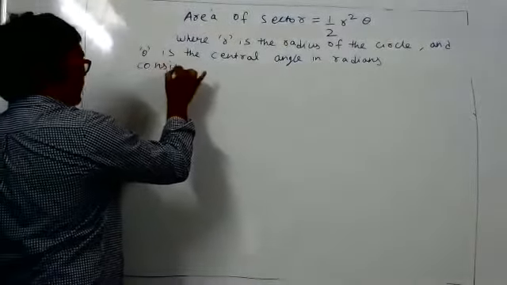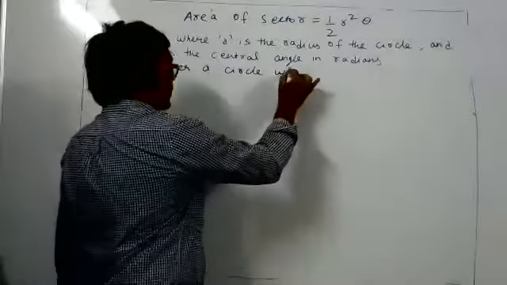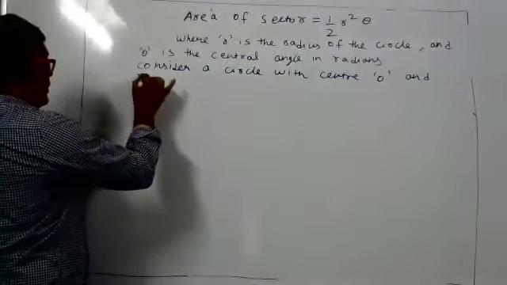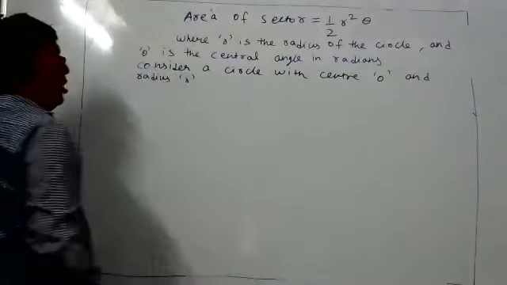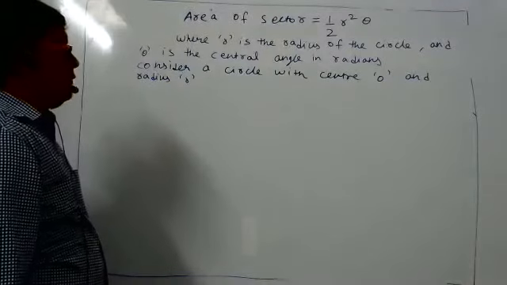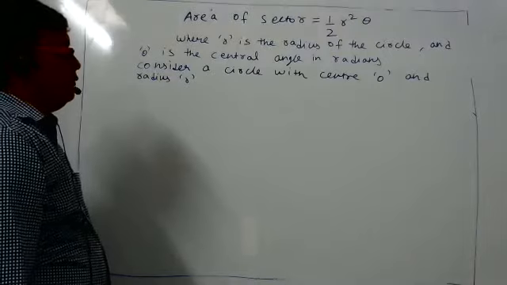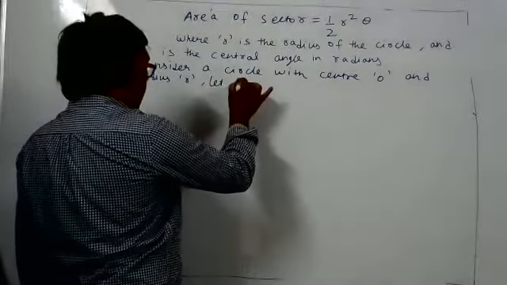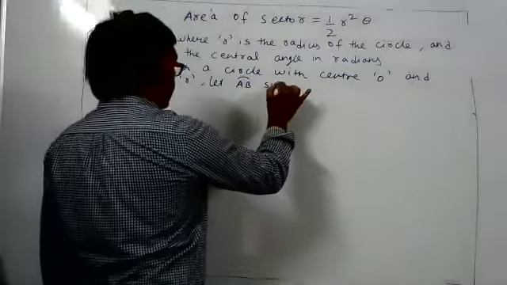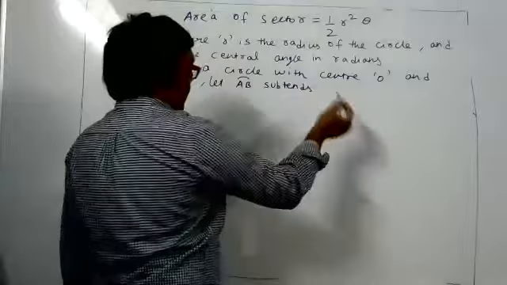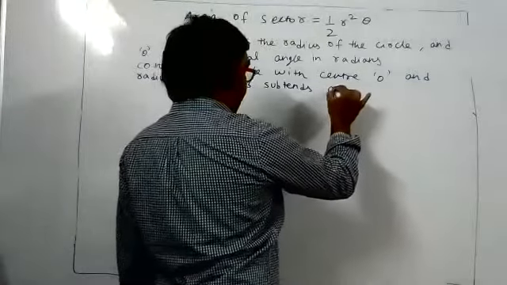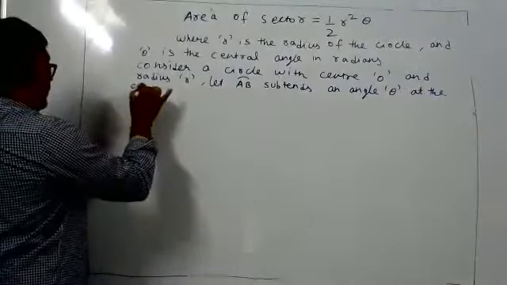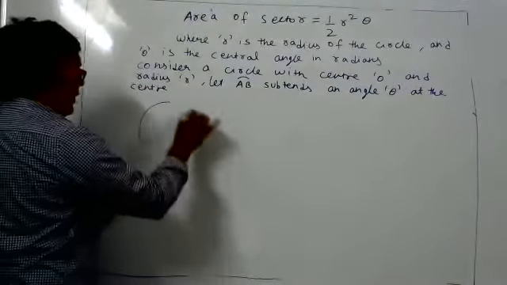Consider a circle with center O and radius R. Let arc AB subtend an angle theta at the center. So again I will redraw the diagram which I have drawn earlier.